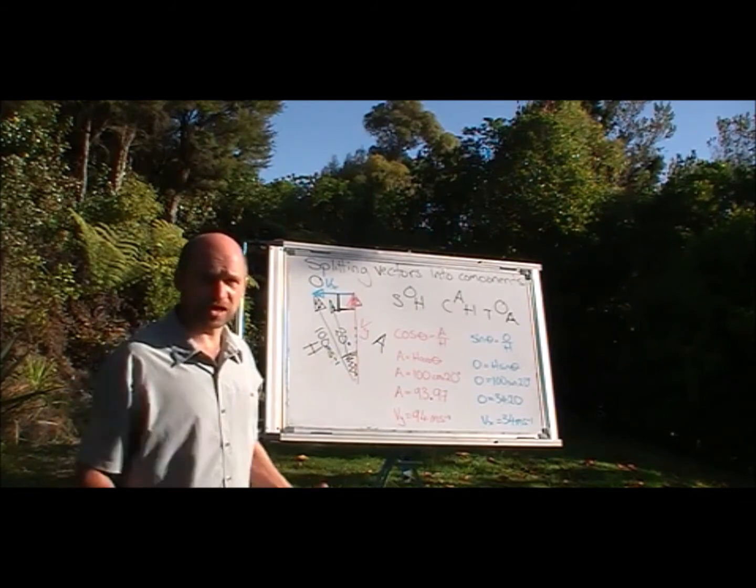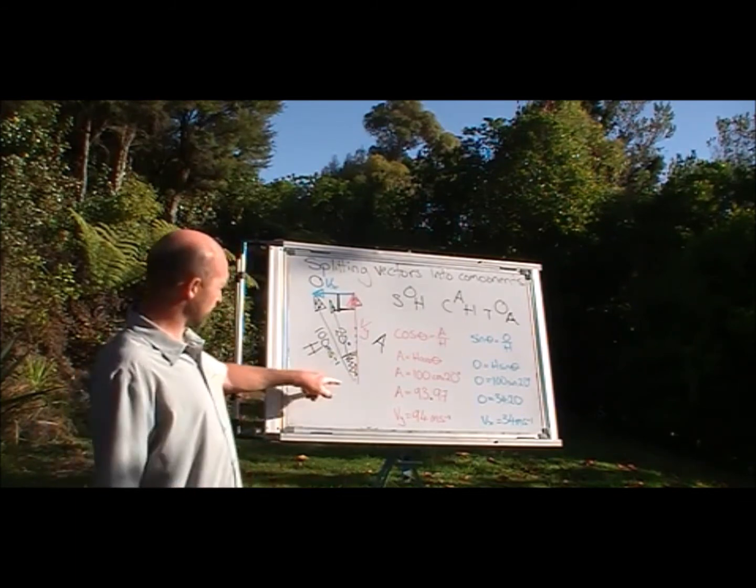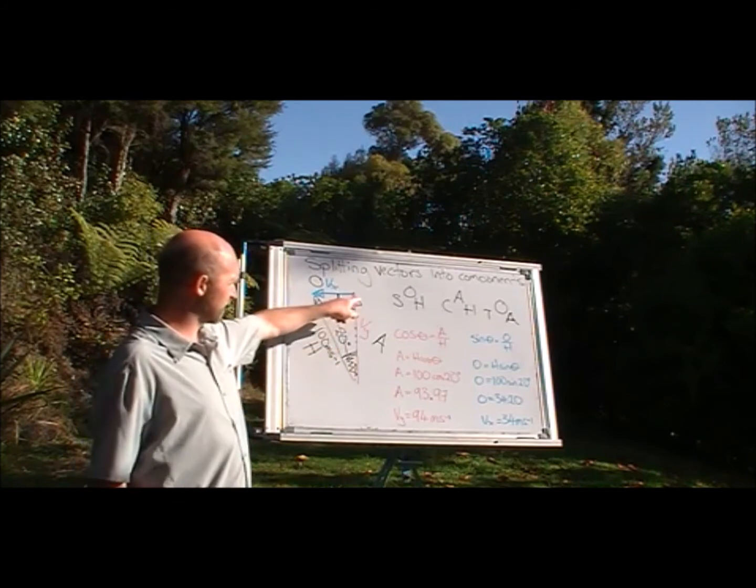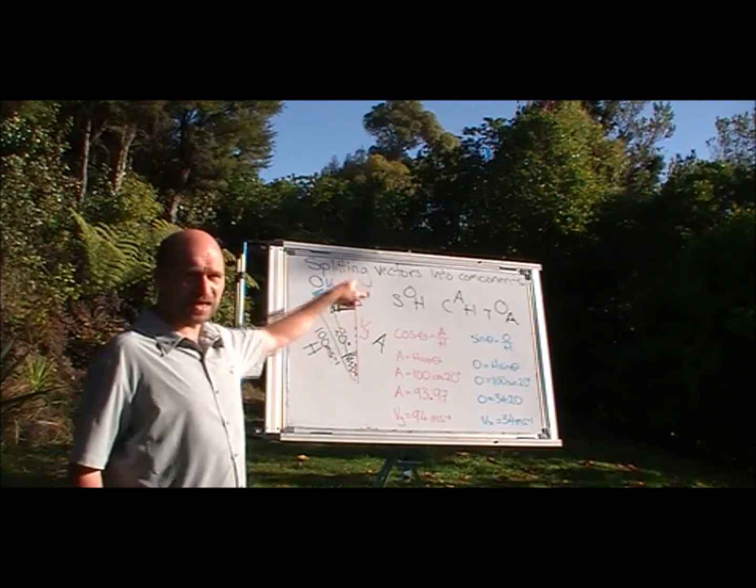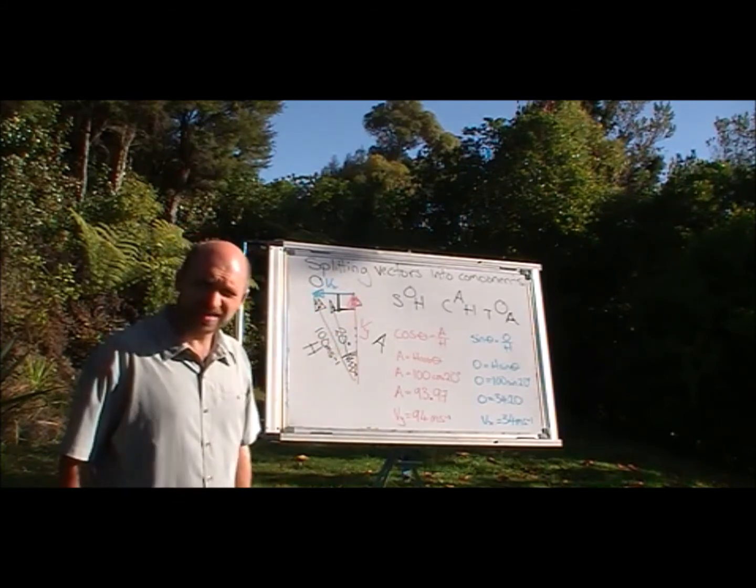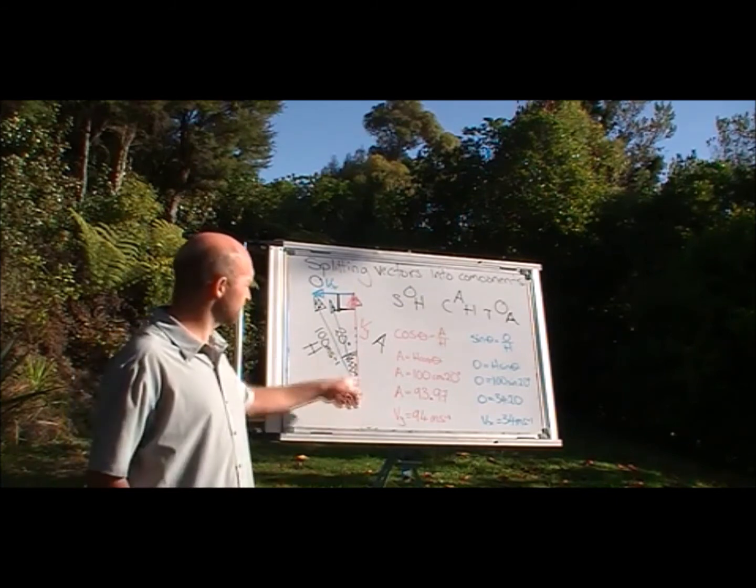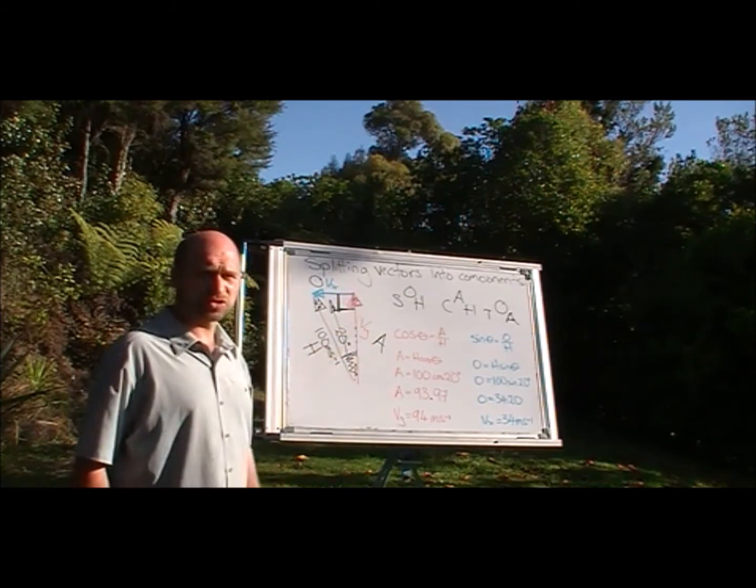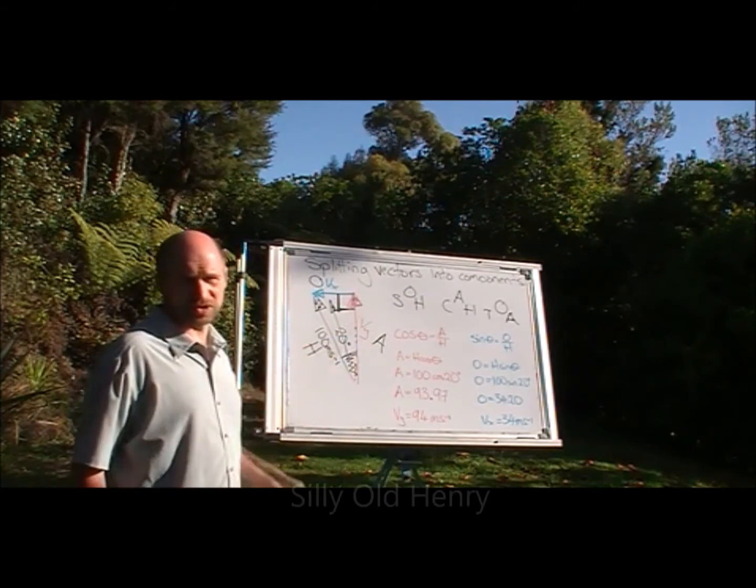Which leads us to the interesting discovery that 100 is the same as 34 and 94. That's interesting, isn't it? So don't expect the two components to add to the resultant. They don't.